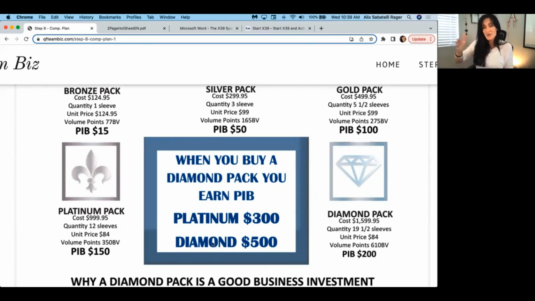So although you can earn more with these diamond packs and these platinum packs as you go up the marketing plan, in a way, this is a way that they just skip you right up there and they pay you at this highest level for 14 weeks to help you launch your business and make your investment back right away.